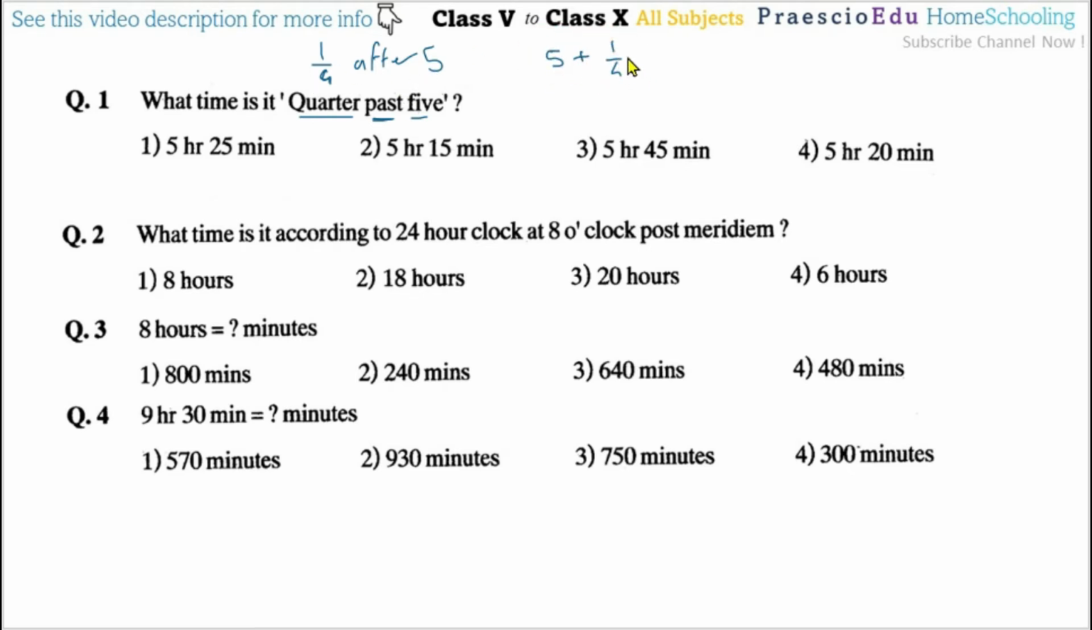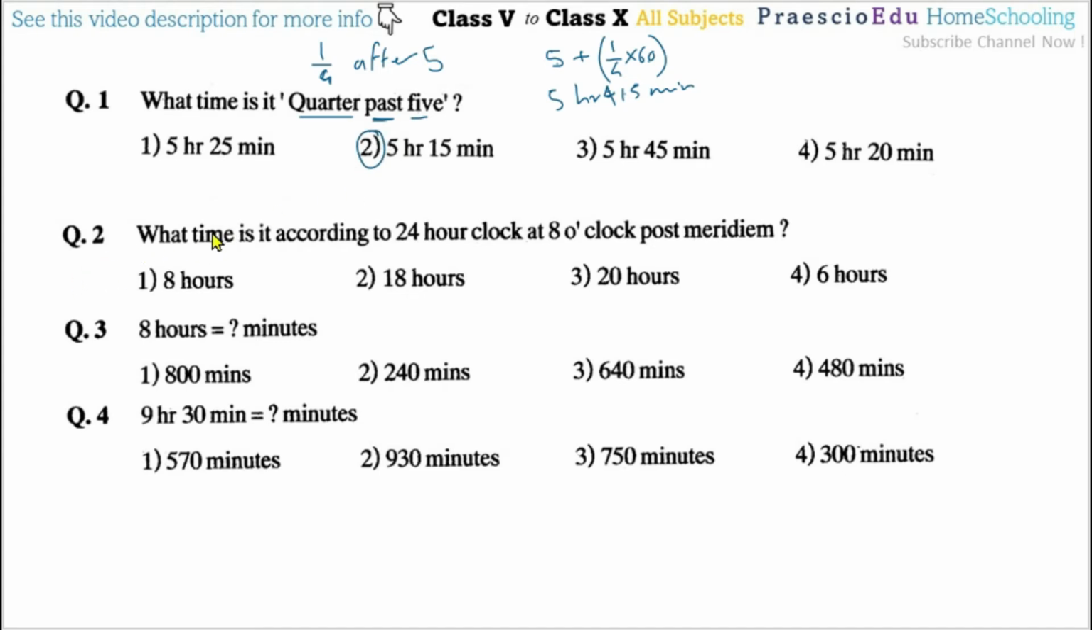Okay, so 1/4 of the hour, hour is equal to 60 minutes. So 60 multiplied by 1/4, this is equal to 15 minutes. Okay, as we know 1 hour is equal to 60 minutes, so a quarter of this 1 hour is equal to 15 minutes. So 5 and 15 minutes. Okay, so 5 hours and 15 minutes is option number 2.